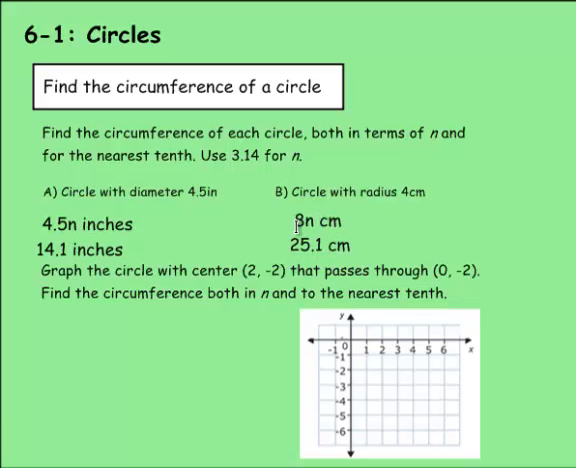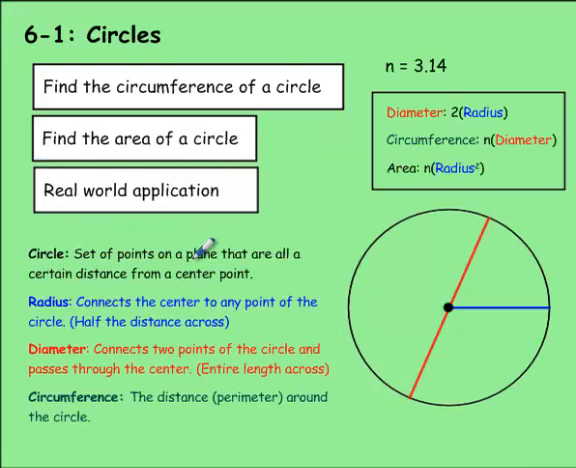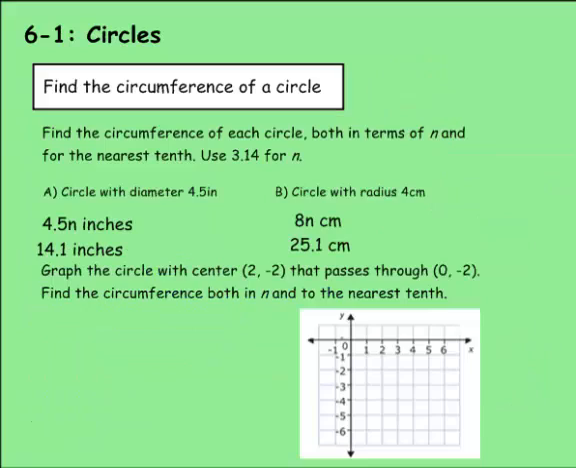And there would be our answer. Now we need to graph the circle with a center of (2, -2) that passes through (0, -2), and then find the circumference in both pi and the nearest tenth. This might seem a little tricky at first, but if we remember that a circle is a set of points on a plane that are all a certain distance from the center, that should help us out here.